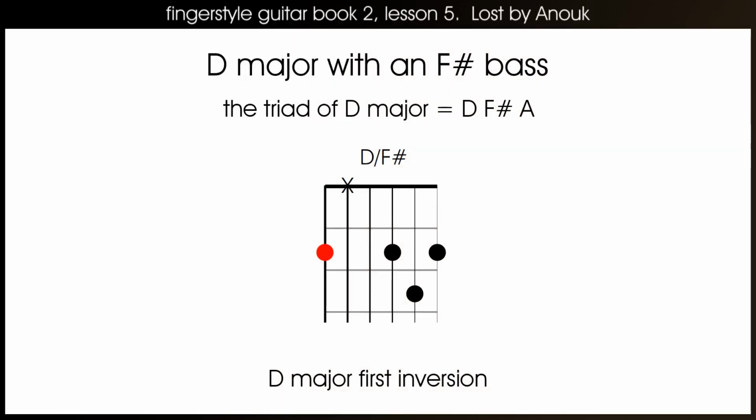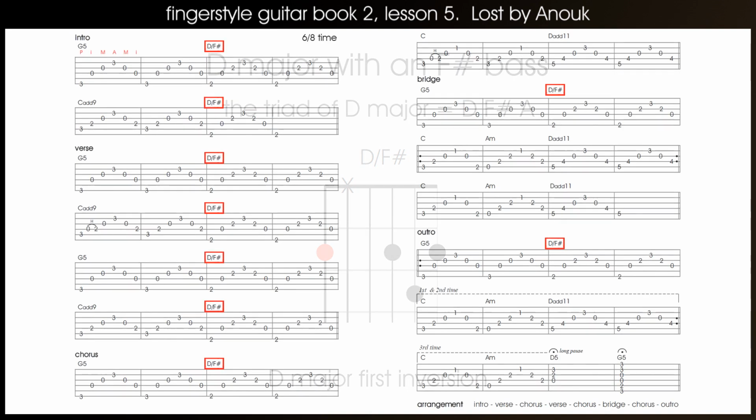How to Play Lost by Anouk. Firstly, we'll take a look at the inversion we're playing in this tune. And it's a D with an F sharp bass, which means it's a first inversion. And it's not an easy chord to play, but if we take a look at it in context to the tune, that will give us some clues as to how we can play it.